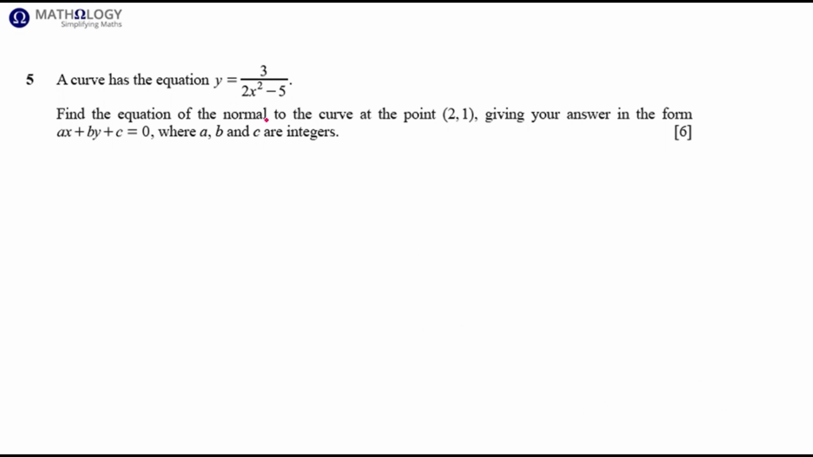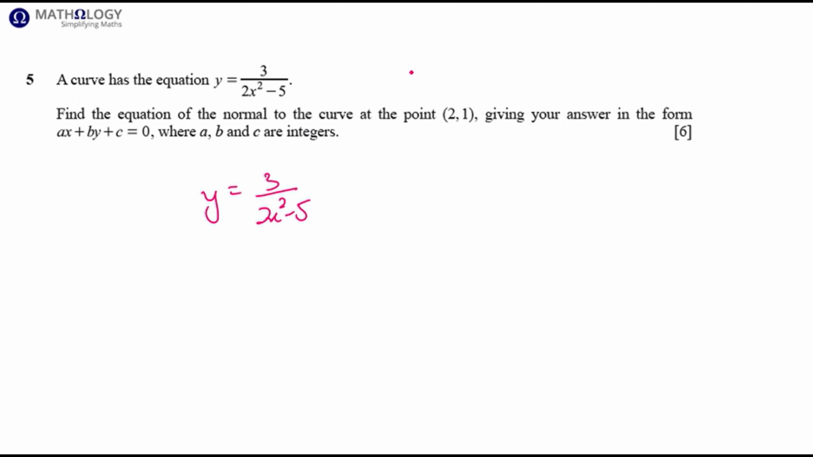The curve has the equation y equals 3 over 2x squared minus 5. Find the equation of the normal to the curve at the point 2, 1, giving an answer in the form ax plus by plus c equals 0, where a, b, and c are integers. Okay, so we're given a curve, y equals 3 over 2x squared minus 5. Okay, to find the equation of the normal.